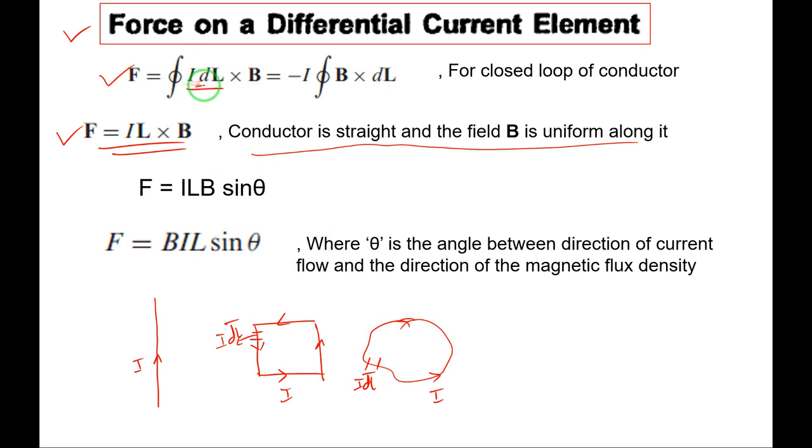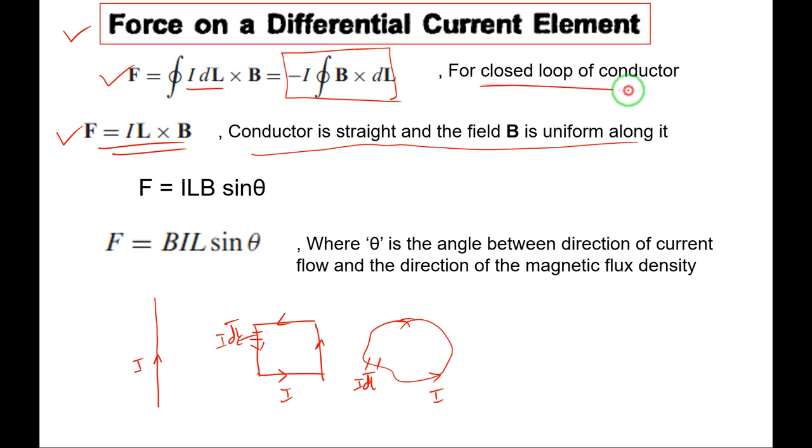So closed line integral of I dL cross B. But we know A cross B is equal to minus B cross A, the vector identity. So B is written first, then dL, so the minus sign comes out. Minus I closed line integral of B cross dL. We will make use of this formula.